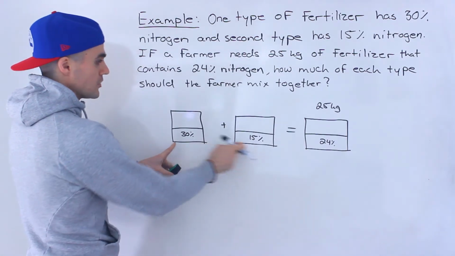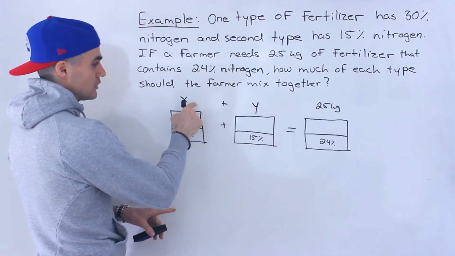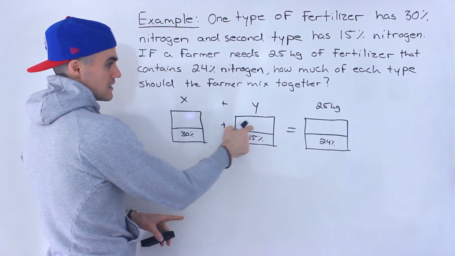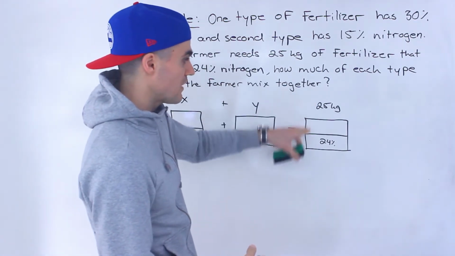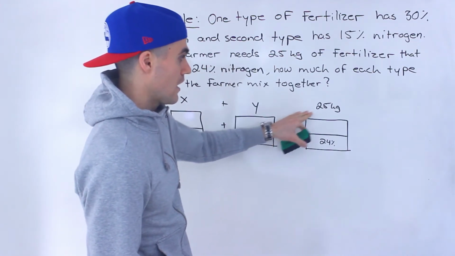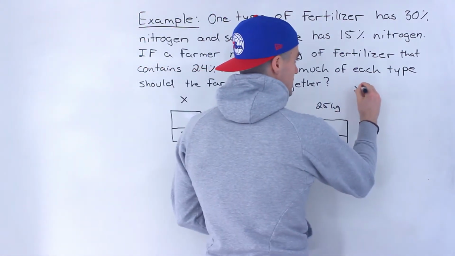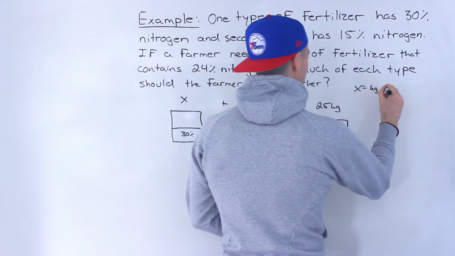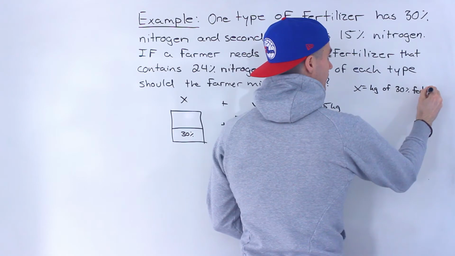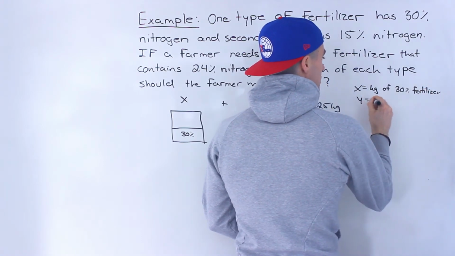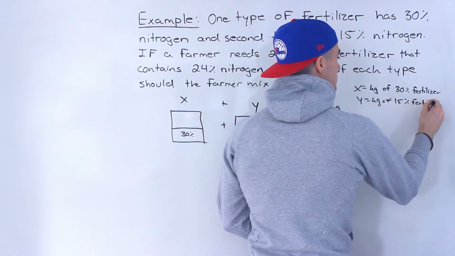And so we've got to figure out how much of each of these, let's call this X and Y, how many kilograms of this would be X, how many kilograms of this would be Y, do we have to mix together in order to get 25 kilograms of a fertilizer that is 24% nitrogen. So X is going to be the kilograms of 30% fertilizer, and then Y is going to be the kilograms of the 15% fertilizer.